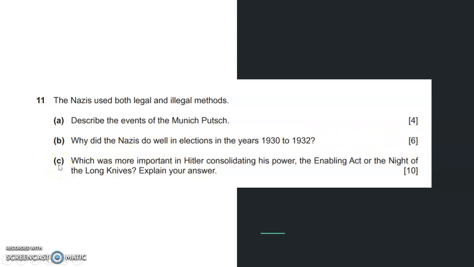Number C, which was more important in Hitler consolidating his power, the Enabling Act or the Night of the Long Knives? For this one you have to choose which one actually helped Hitler consolidate his power, this part or this part. You have to be firm about this. If you agree this act contributed a lot, you have to justify the answer. Say yes, this is considered more important compared to this event because of the explanation. Only choose one.